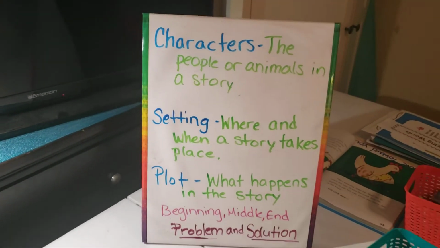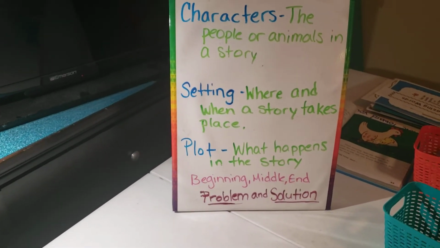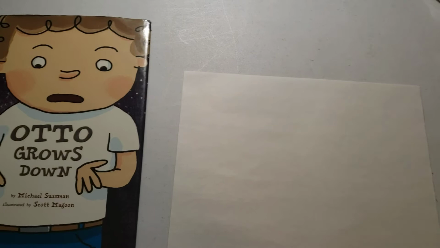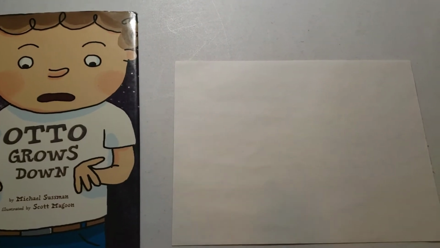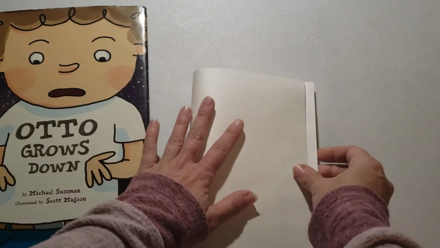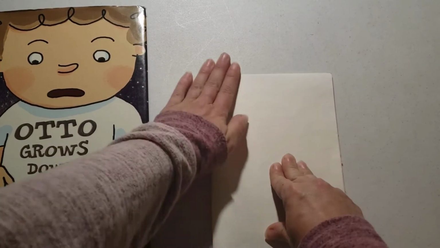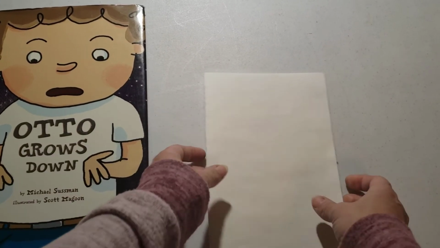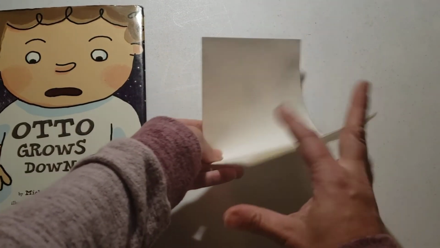So remember, we were going to listen for characters and setting and the plot, right? The problem and the solution and all that good stuff. What I'm going to do, and it's important that you pay attention because I'm going to ask you to do this too, but with a different book, is take a piece of paper, any piece of paper will do, and fold it in half the hamburger way. Okay? And then I'm going to fold it again.